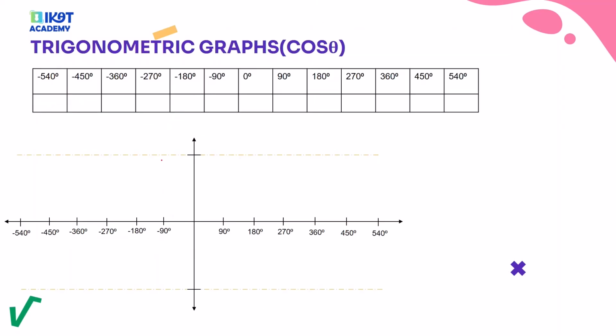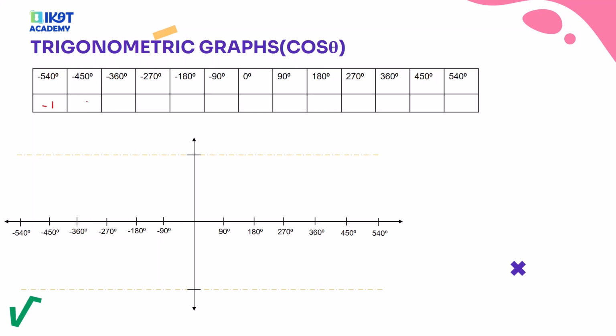Okay, now we're going to look at trigonometric graphs, and we're going to start with the trigonometric graph of cos theta. So starting with the graph of cos theta, make sure your calculator is in degrees, and we're going to start each of these. So we start with cos of negative 450, and this is negative 1.